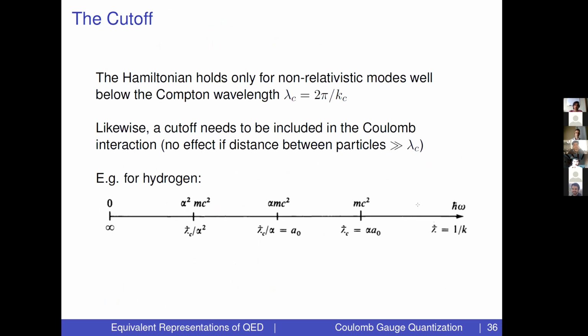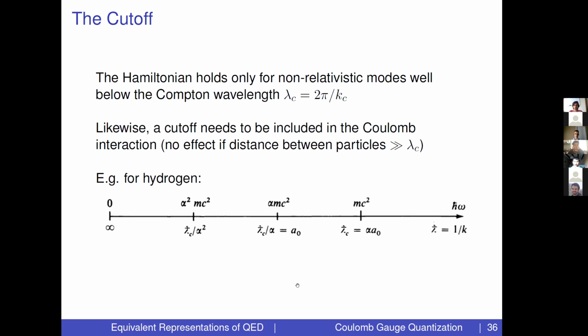Okay, so let's also talk about the cutoff, which is frequently not discussed in much detail. First of all, what we need to know is that the Hamiltonian, again, only holds for non-relativistic modes of our field, and therefore we need to be well below the Compton wavelength. So here we have the frequencies, and in this direction we have the wavelength. At the Compton wavelength, corresponding to the rest energy of the particles, we need to be on the left side of that.